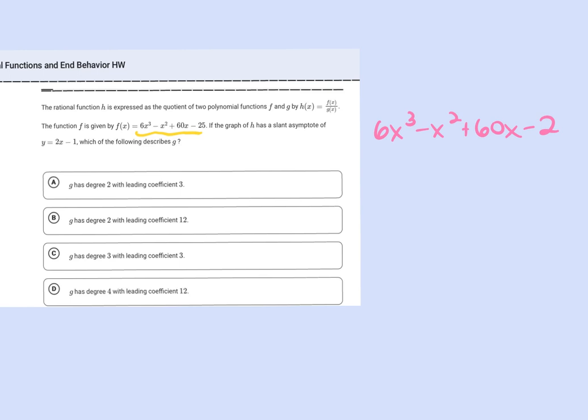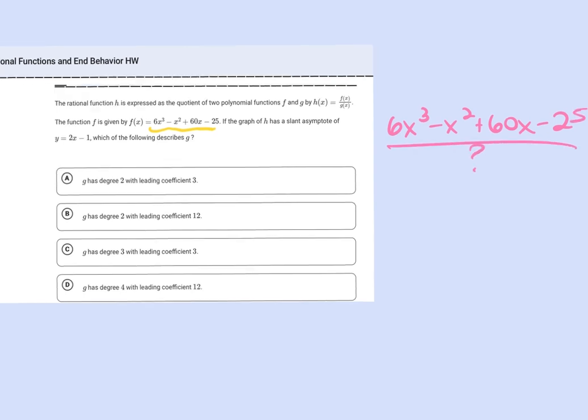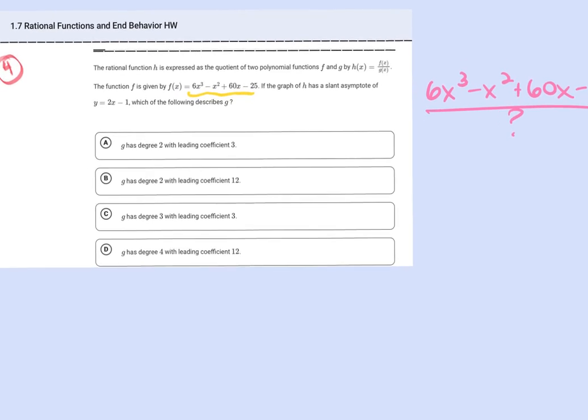So now it says if the graph of h has a slant asymptote. Oh, sorry, that's not it, I wrote the wrong thing. We don't know what this is. It says, if the graph of h has a slant asymptote of y equals 2x minus 1, which of the following describes g? So you have two options. You could literally multiply it back out, okay?